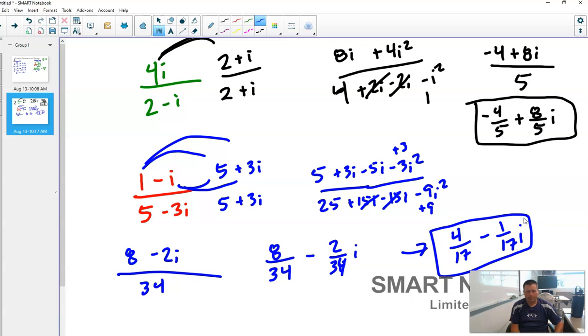Bada bing, bada boom. Trying to get it to its simplest form the whole way. So again, keep those rules straight. We're just timesing by the conjugate of the denominator, and that's the route we're going.